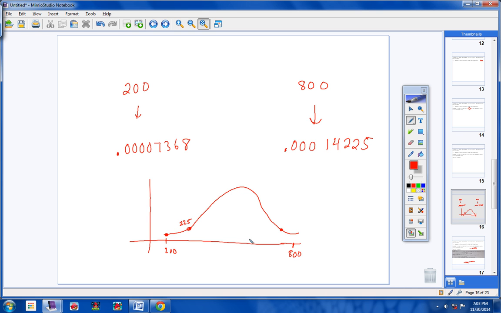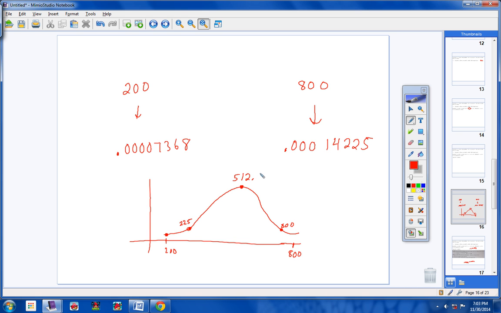So now I can find the average. If I find the average between 225 and 800, okay, so if I do that quickly, I got 512.5. Now the book has 514, okay?